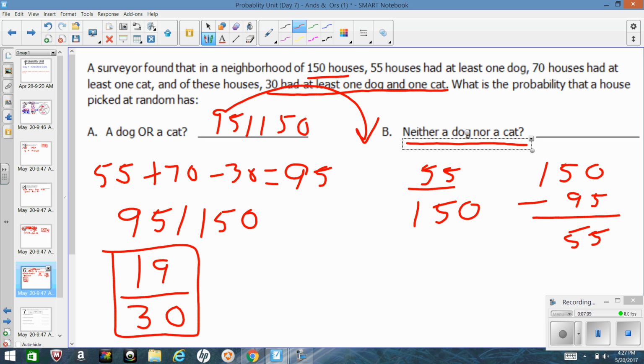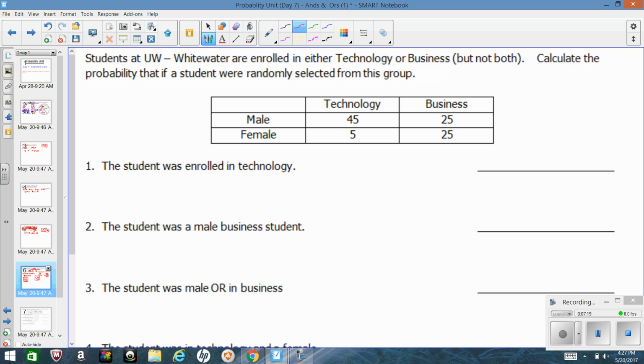If you take 55, divide by 150, change it to a fraction, and you would get 11 out of 30 would be your answer for that.